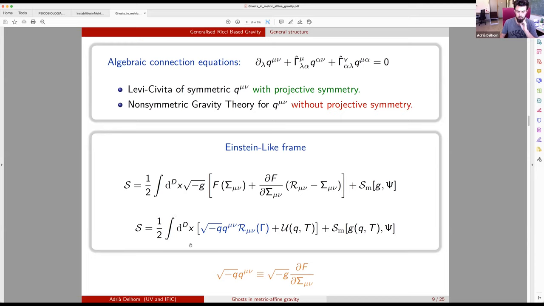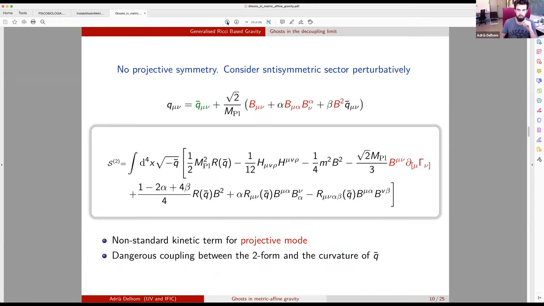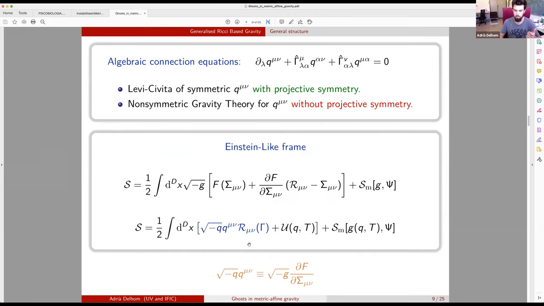By performing a field redefinition and integrating out the constraint equations, one arrives at this form of the action for these theories, where Q does not need to be symmetric and will only be symmetric in the case that there is projective symmetry, right? So this is basically the action for non-symmetric gravity theories. And now we can analyze what is the case for this scenario where there is no projective symmetry. Of course, if there is projective symmetry, it is just GR with a non-minimally coupled matter sector. But this is known to be ghost-free unless the matter sector propagates some pathologies, okay?